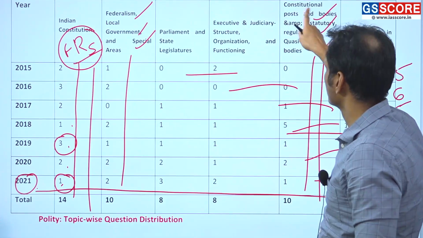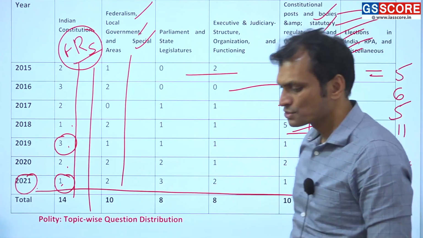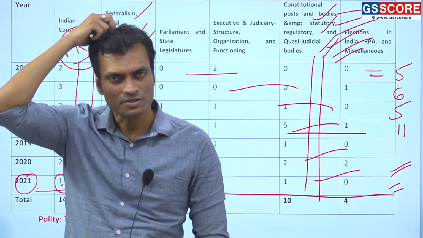These topics, when we go for micro detailing, they are too big, and as a student it is very tough to understand which one will come next. Which one will come next?